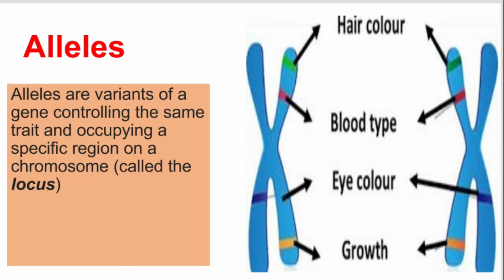Now what are alleles? Alleles are variants of a gene controlling the same trait and occupying a specific region on the chromosomes. That specific region is called the locus. As you can see in the figure, hair color. If you resemble your parent in hair color, that hair color gene is present at a specific location, which is the locus of hair color. For blood type, if your blood type is the same as your father's or mother's, that specific gene is also present at a particular location, or locus. Similarly for eye color and the growth of your body.